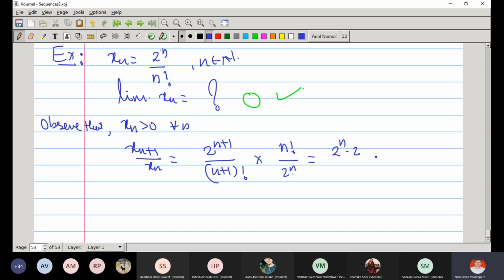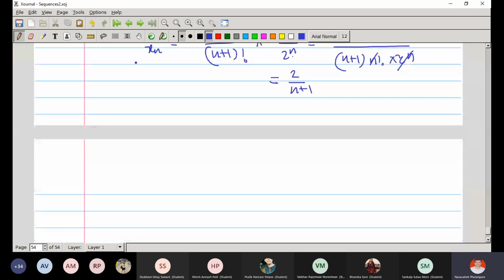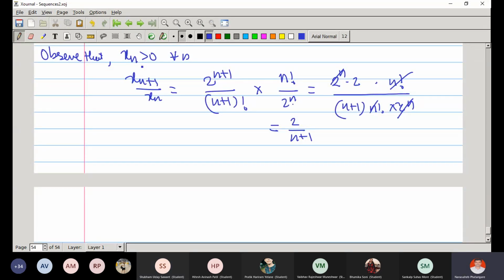2 raised to n into 2 into n factorial. What is the denominator? n plus 1 into n factorial into 2 raised to n. So this cancels, n factorial cancels. What is it? 2 upon n plus 1. Right? What is the limit now? 0.